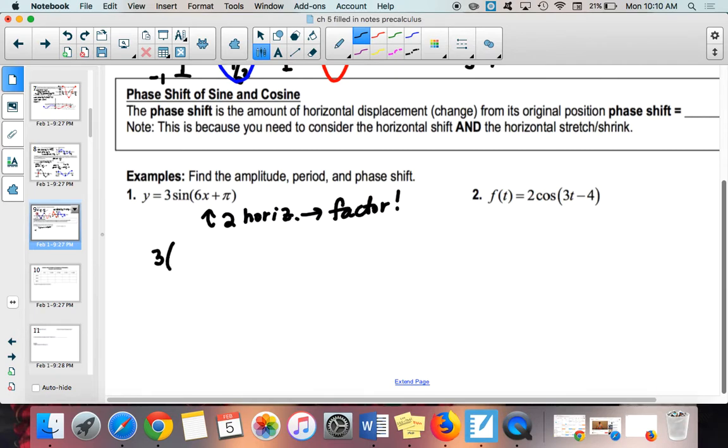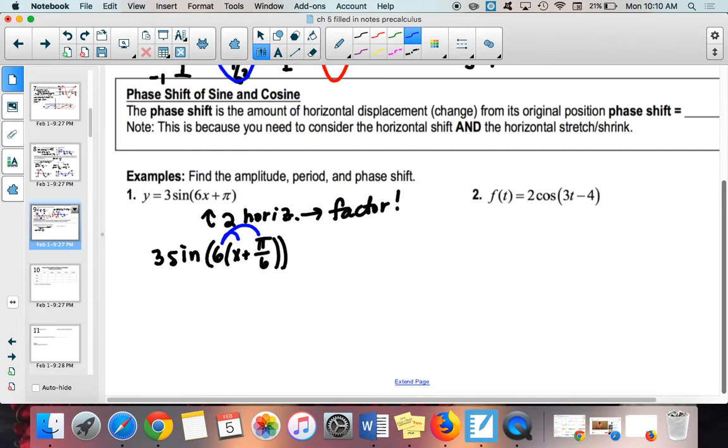We have to write it as 3 times sine of, and then parentheses. And we have to pull out that 6. So we're going to have 6, and then x plus what? Pi over 6. Do you guys see why? If I multiply the 6 back in, see how it becomes 6x plus pi? We're basically taking that pi part and dividing it by the 6. That's what it means to pull something to the front. We're dividing by it.